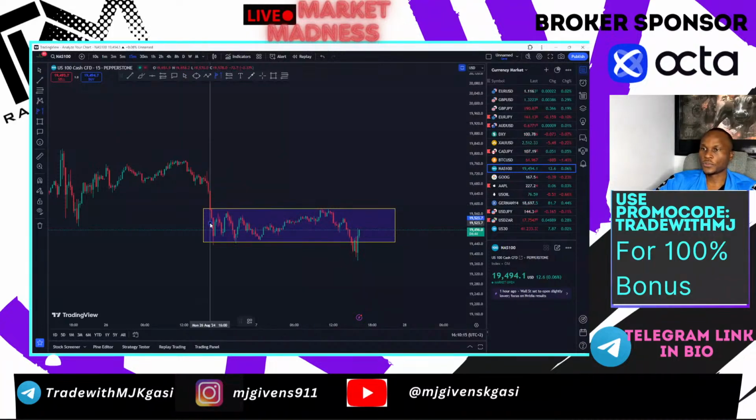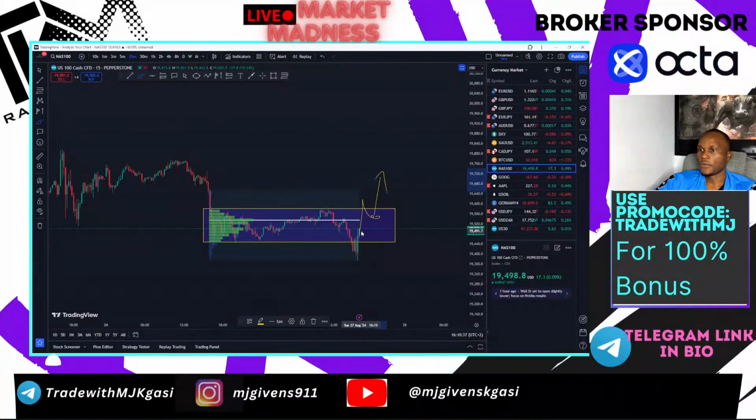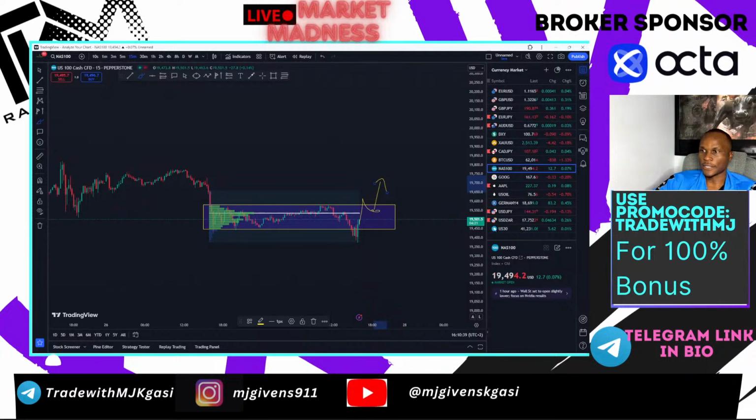Look at your point of control. Remember, if the point of control is in the middle, then that means it's consolidation. So we are like 70% to the upside, more than the downside. So yeah, break above 19,540. Maybe that's when I can say I'm comfortable with buying to the upside. As it is now, it can easily drop to the downside.